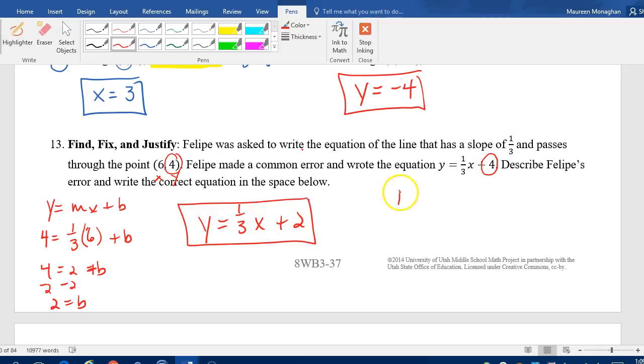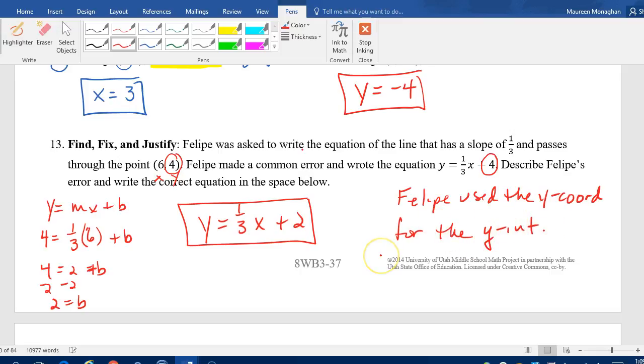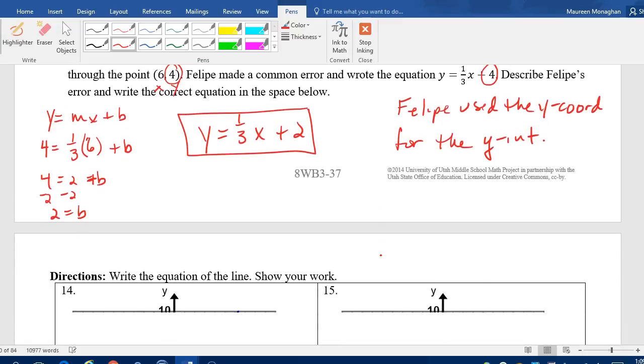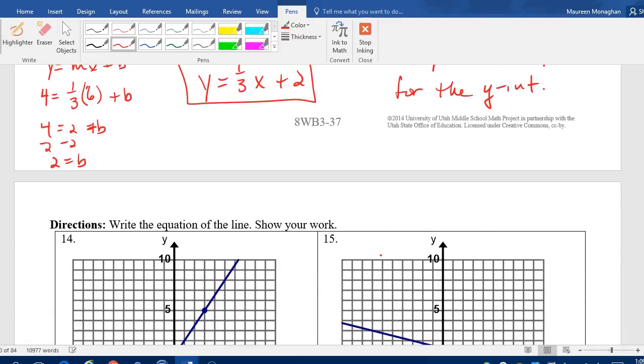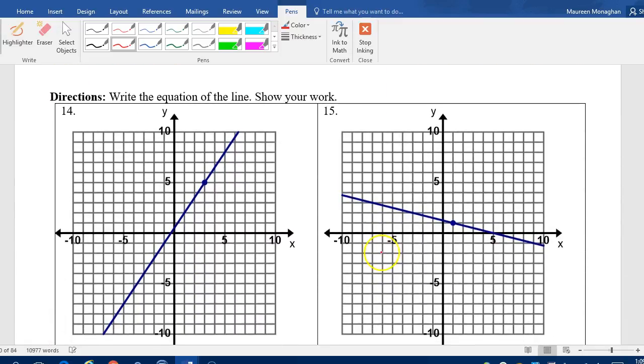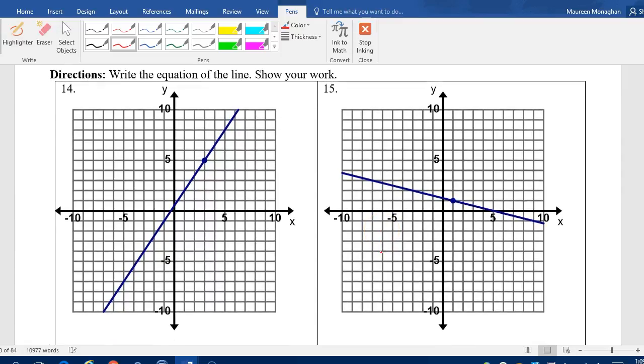So Felipe used the y-coordinate for the y-intercept. Those are two different things. Okay? Let's see what we got going here. Write the equation of the line, show your work. You got this. Can you figure this one out?